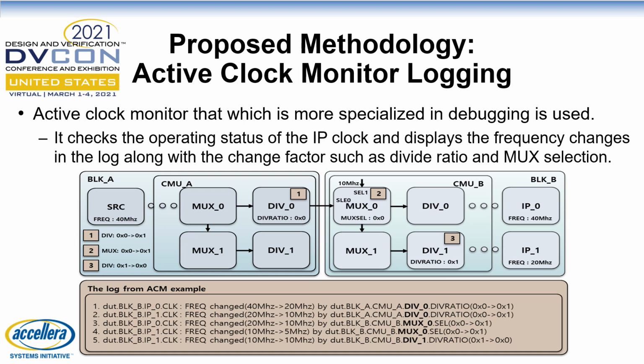The log example of the ACM shows how the ACM works when the CMU component value changes according to steps 1, 2, and 3. It also provides a hierarchical path so that the user can know which block the CMU component is in and what module name it has. It's not shown in the example, but if only the IP clock has changed without any CMU component value change, it means the IP clock has changed just by the clock source. So we need to monitor the clock source as well as CMU components in the block.